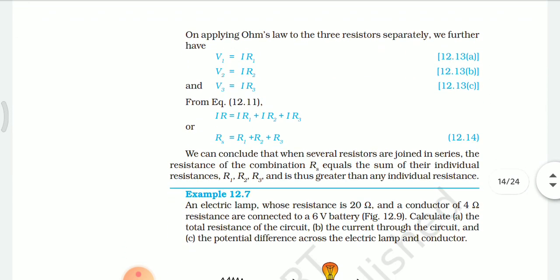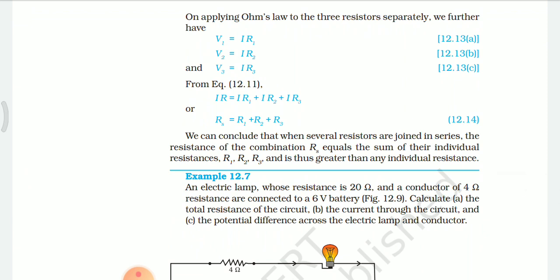On applying Ohm's law to the three resistors separately, we further have V1 is equal to IR1, V2 is equal to IR2, and V3 is equal to IR3. From equation 12.11, IR is equal to I into R1 plus I into R2 plus I into R3, or RS, resistance in series, is equal to R1 plus R2 plus R3.